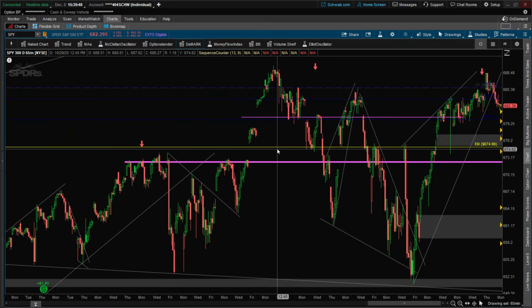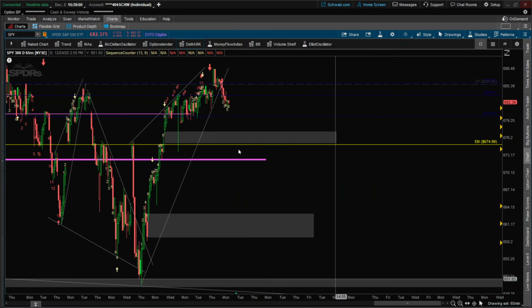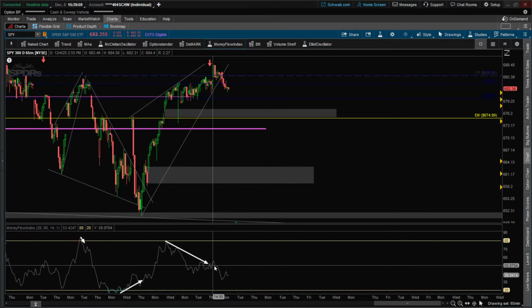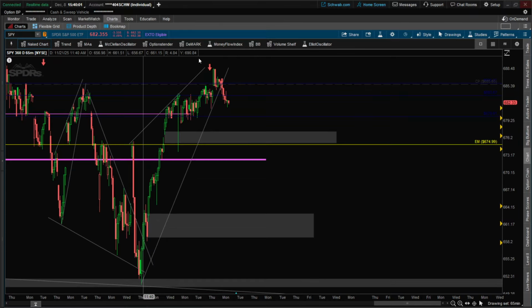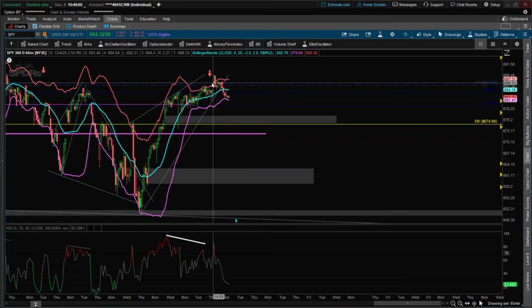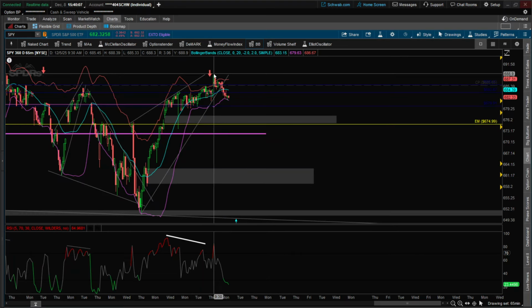DeMark. No setup there yet. We have a 6 count. Money flow. Money's still flowing out. It's all distribution. We had that negative divergence, and that's just distribution there. So we had that setup here. Look at that, the Bollinger Band. We got up past the Bollinger Band.